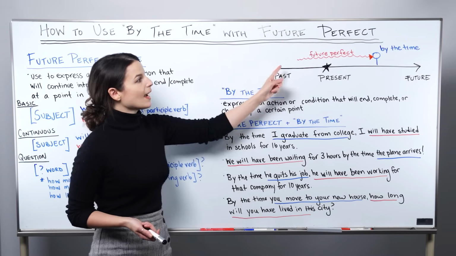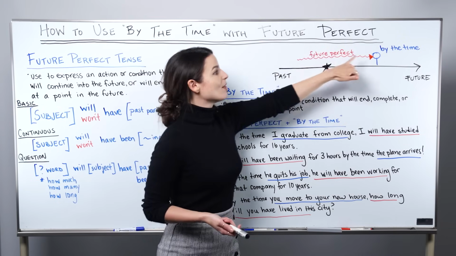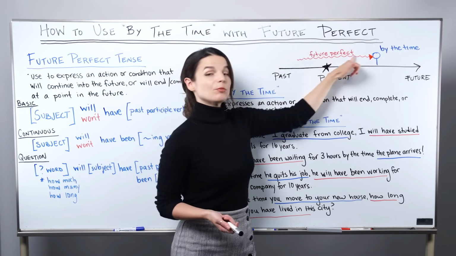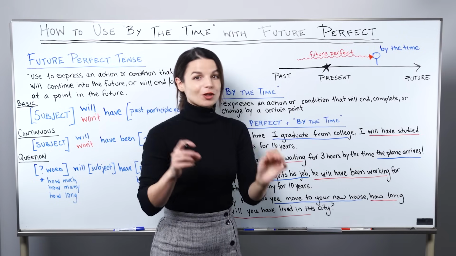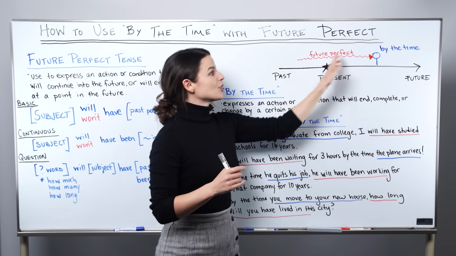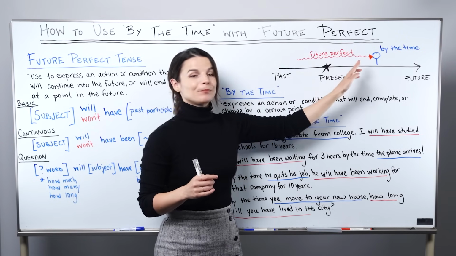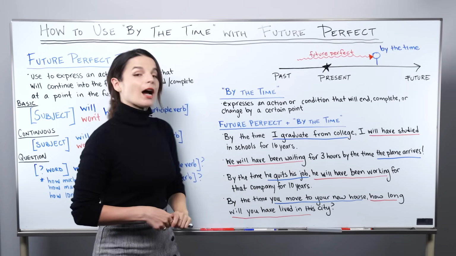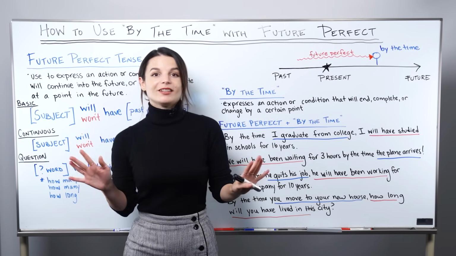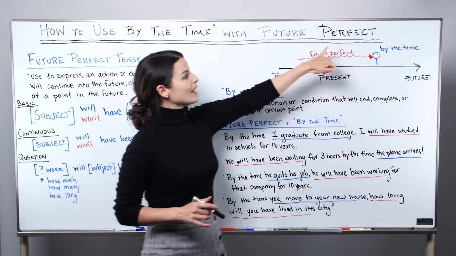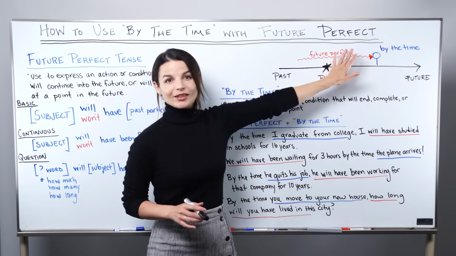So the speaker is asking a question about this period of time. The speaker doesn't know how long this arrow is. So the "how long" question asks the total duration of time here. So they could say, oh, I will have lived here for 10 years, or I will have lived here for 5 years in this city. So that makes the length of this line 5 years, right?